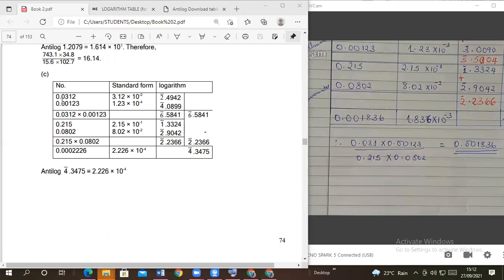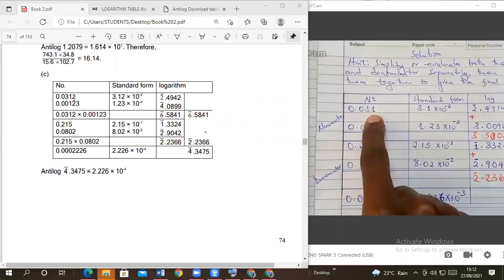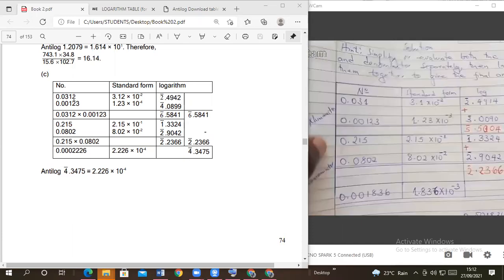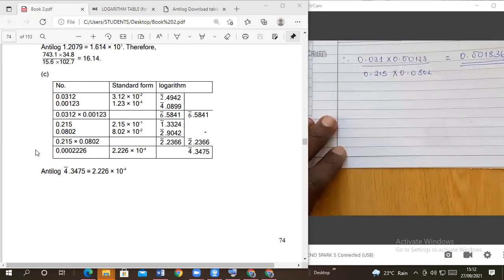Because for them, they have put here 0.0312. First, we have just put 0.03 what? 3-1. Are you seeing that? Yes. That's why they got the other value. That's why the mistake is coming from. All right.